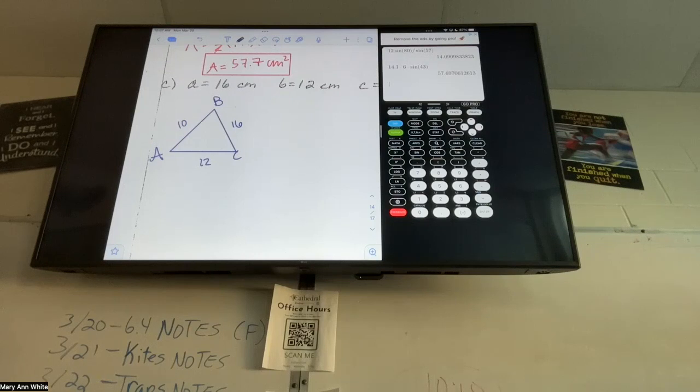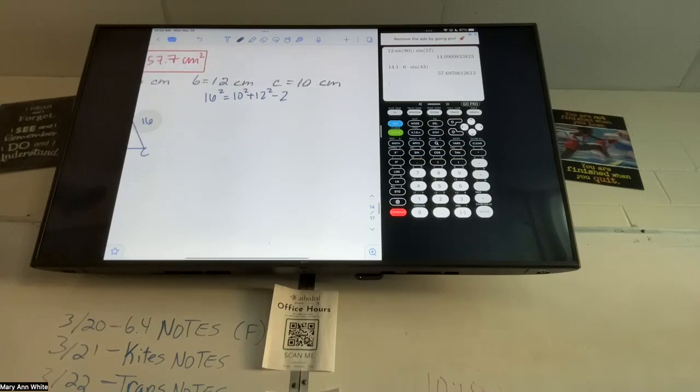I'm probably gonna find angle A, just because we keep doing angle A. Could you find B or C and get the same answer as me? Absolutely. But if I do angle A, then that means 16 is gonna be by itself on the left-hand side. So I'm gonna do 16 squared equals 10 squared plus 12 squared minus 2 times 10 times 12 times cosine of big A.